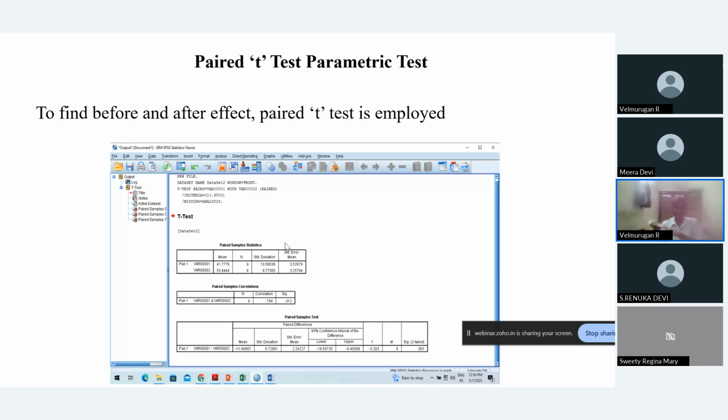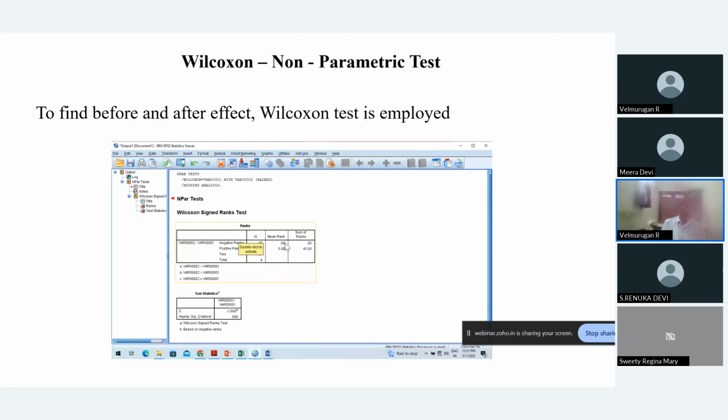The paired test is a parametric test. The equivalent non-parametric test is the Wilcoxon test. The procedure for computing both tests is one and the same. The only thing is, if the population is normally distributed, we employ the paired test. If the population is not normally distributed, instead of the paired test, we employ the Wilcoxon test.